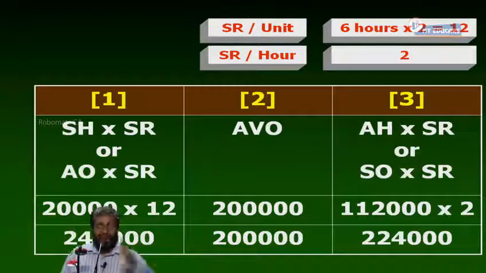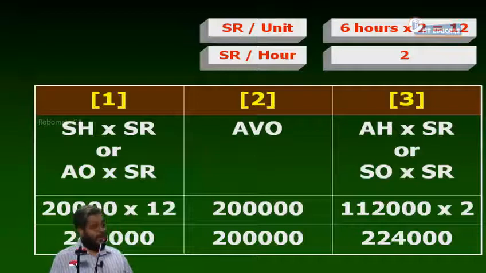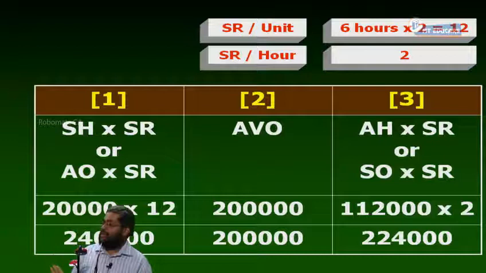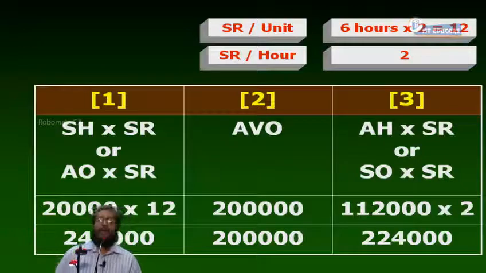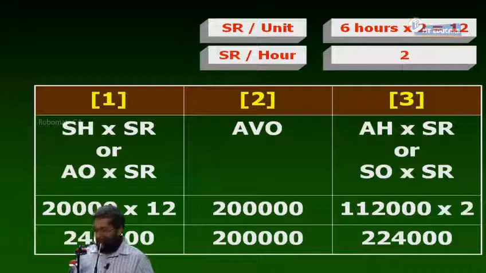In this, anything you calculated? I gave choice. If they give you SH, write SH. If they give you AO, write AO. Don't say they don't give any of them. One should be surely given. So based on choice, whatever is given, take the number and appropriately multiply by SR per unit or SR per hour. The variances can be quite easily calculated. Up to this, everybody following or not? No need to copy.